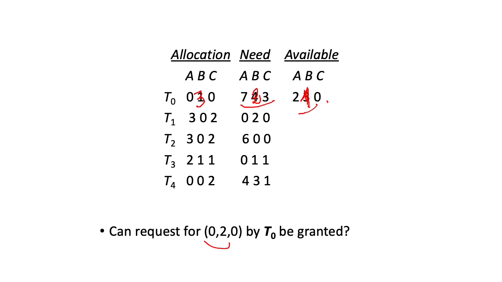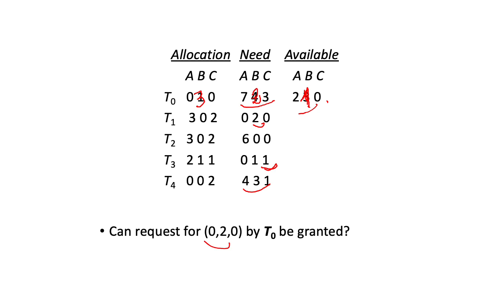So let's see. Can we service T0? We can't, because the need is more than what we have available. Can we service T1? 0, 2, 0. No, we can't, because it's requesting more than what we have of B. Can we service T2? It's requesting 6 of A, but we only have 2 of A. Next, can we do T3? We can't, because it's asking for 1 of C and we only have 0 of C. Can we do T4? Nope, it needs more than what we have available.